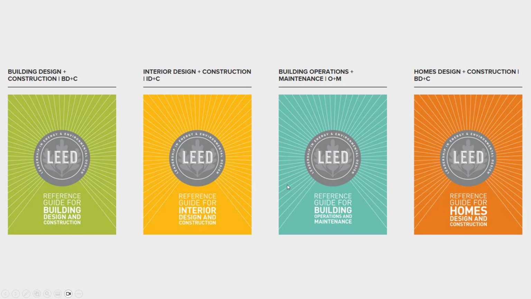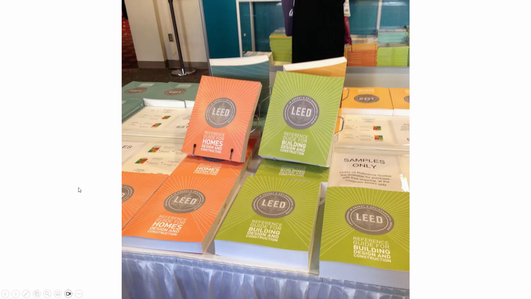These are some of the guidelines. There are 5 of them, and these are only 4 of them. This is the most comprehensive one because it covers lots of standards. Here you can see the thickness, comparing this with only homes. Homes is just this thick, and building design and construction is much thicker.